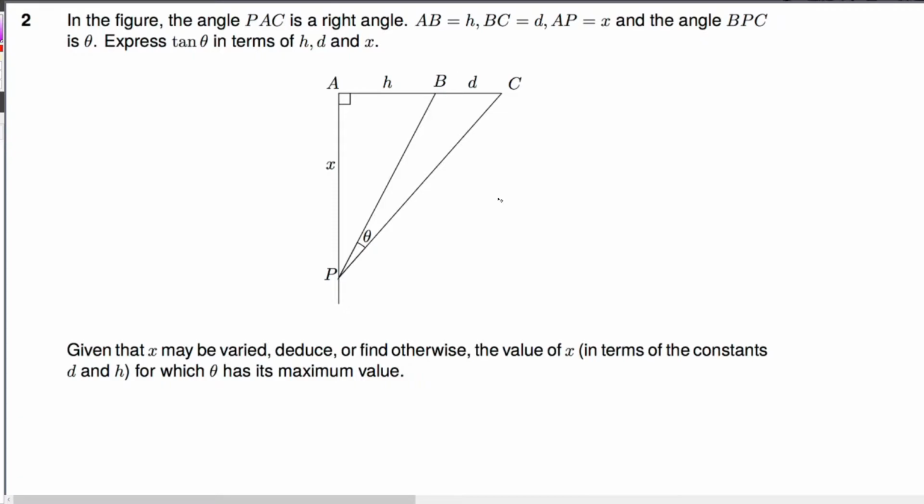In the figure, the angle PAC is a right angle. AB is h, BC is d, AP is x, and the angle BPC is theta. Express tan theta in terms of h, d, and x.